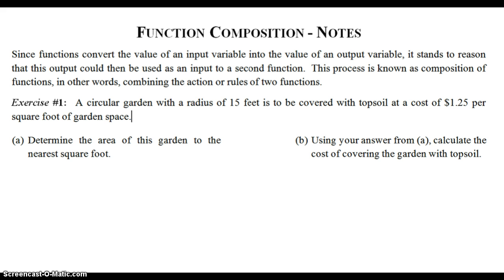A circular garden with a radius of 15 feet. So let's automatically get ourselves out here, a little garden, radius, half the circle from the center to the edge is 15 feet. It's going to be covered with topsoil at a cost of $1.25 per square foot of garden space. Super awesome. So the cost over here, writing this function, is going to be $1.25 times the square feet. Well, where is the square feet coming from? That's going to be our area, because the units on that would be square feet.